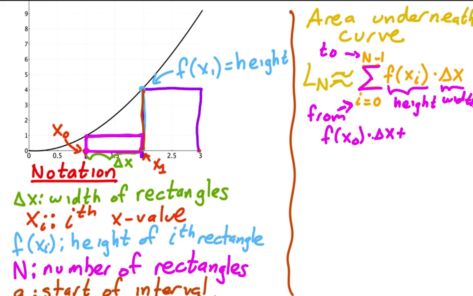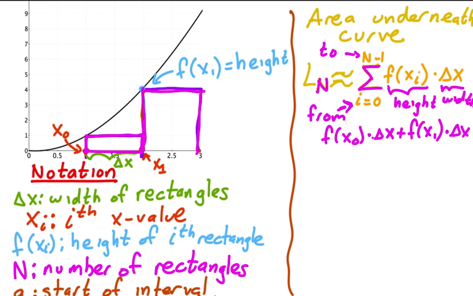And then you increase the value of i, so you would go to f of x sub 1 times delta x. And that makes sense, right? Because x sub 1 is right here. So f of x sub 1 is the height, times delta x. That gives you the area of the next rectangle. And so depending on what n is equal to, this is the formula. So it's basically what we just did intuitively, put into a formula.